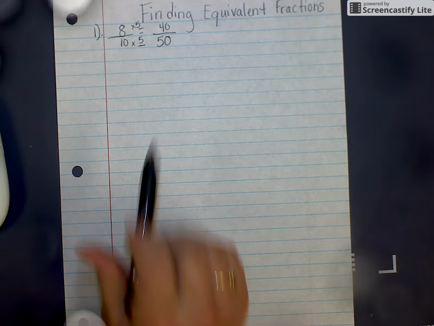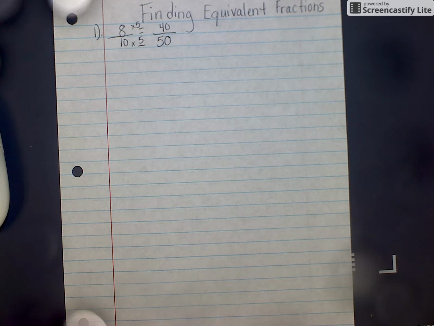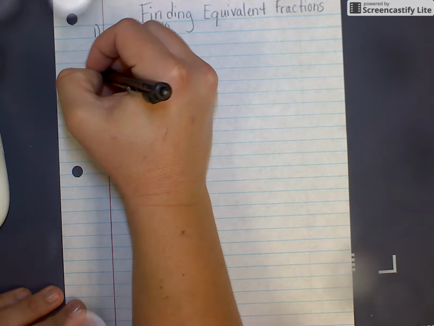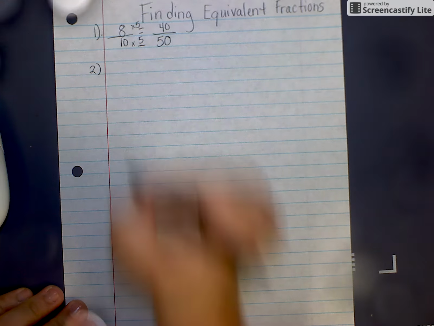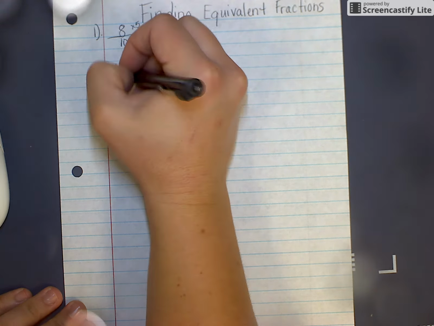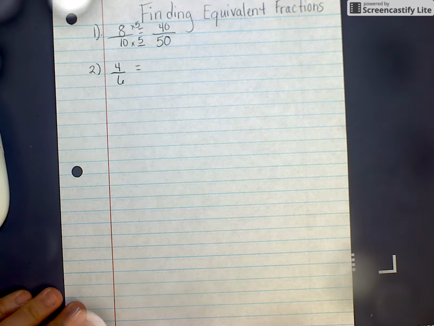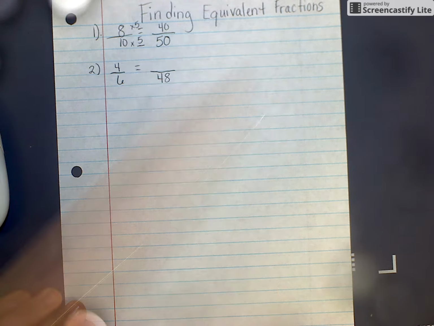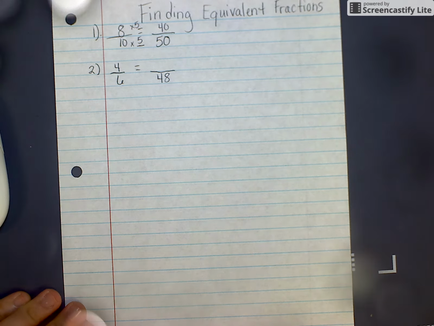Now, on these, I'm not going to ask them to simplify just because I want them to know what the equivalent fraction is to 8 over 10. So that's an example. I'll go ahead and do some more just to help you guys see how we do it here. So they have another one that's 4 over 6 equals, and then they have 48 as the denominator. So they want to see what the numerator is going to be.